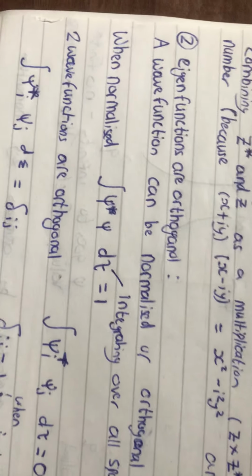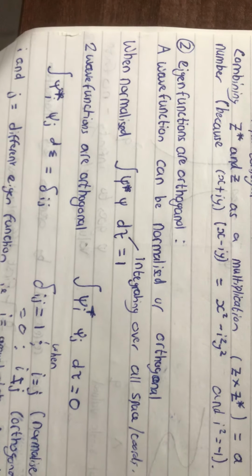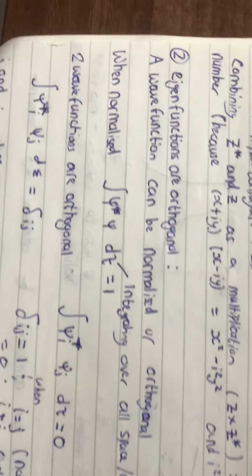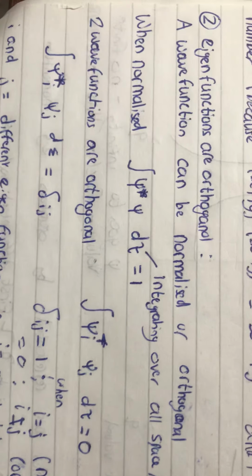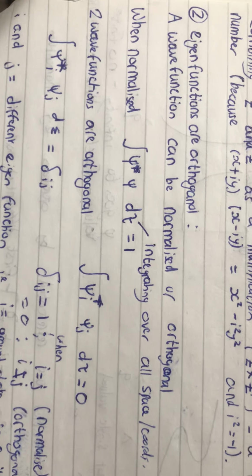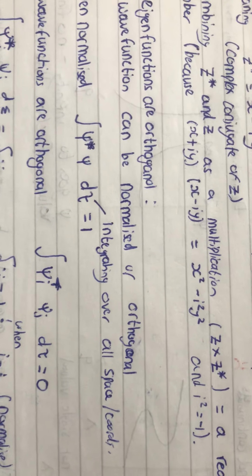So, I'll move this up a little bit. We've got eigenfunctions, and these need to be orthogonal in Hermitian operators. So, we can look at wave functions, and both of these factors can be taken into account when looking at wave functions. They can either be normalized or orthogonal.